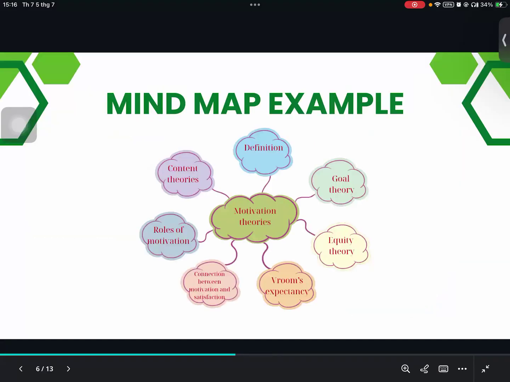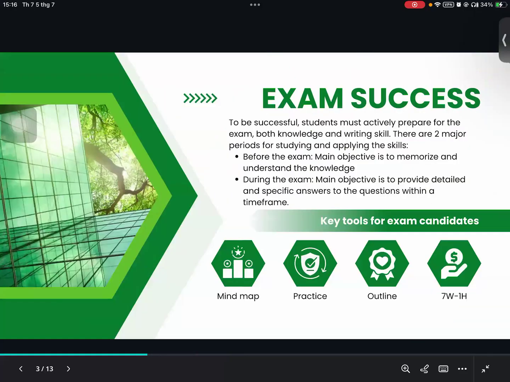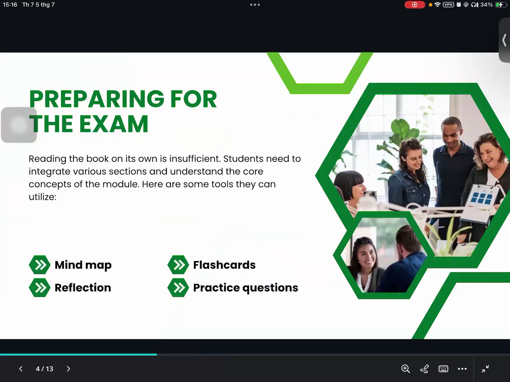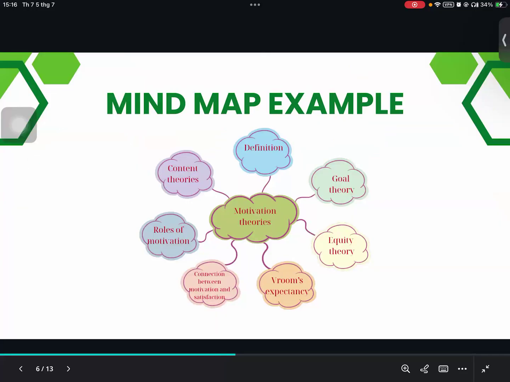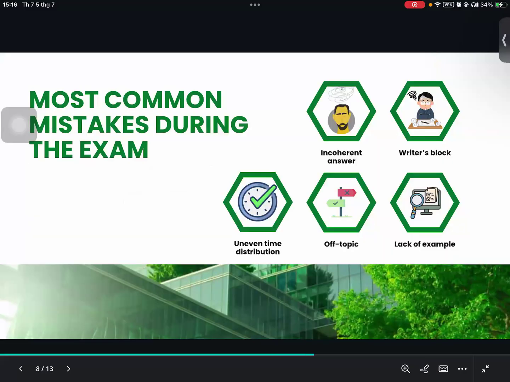These tools are usable when you prepare for the exam. And during the exam, there are other challenges. Here are some common mistakes that most students may make while they are doing the exam. Even some prevalent students still make the same mistakes. The most common one is not distributing the time evenly across the questions.